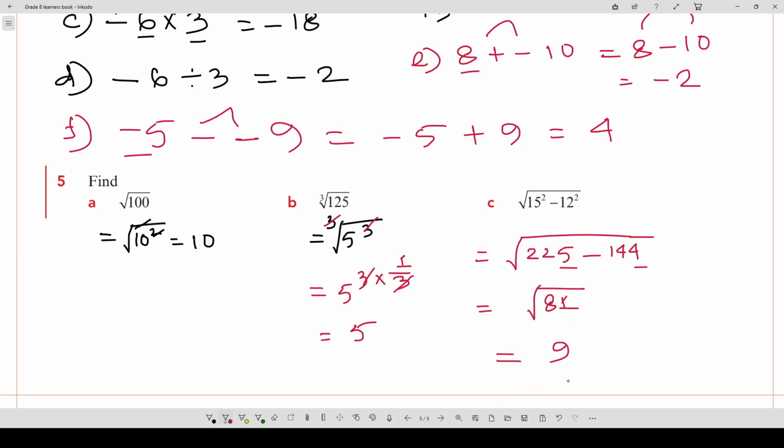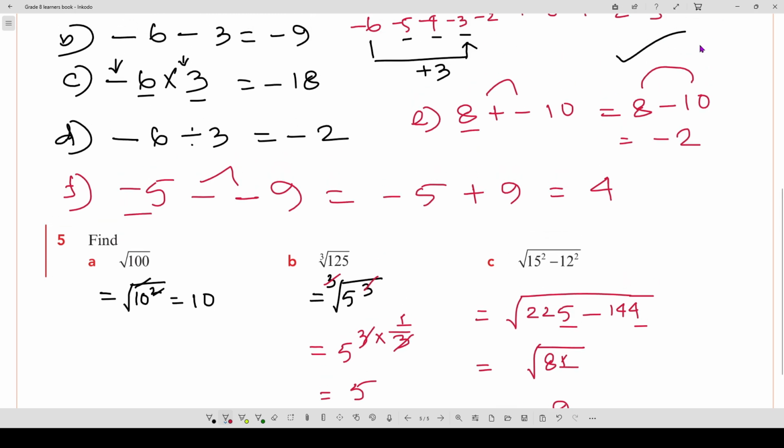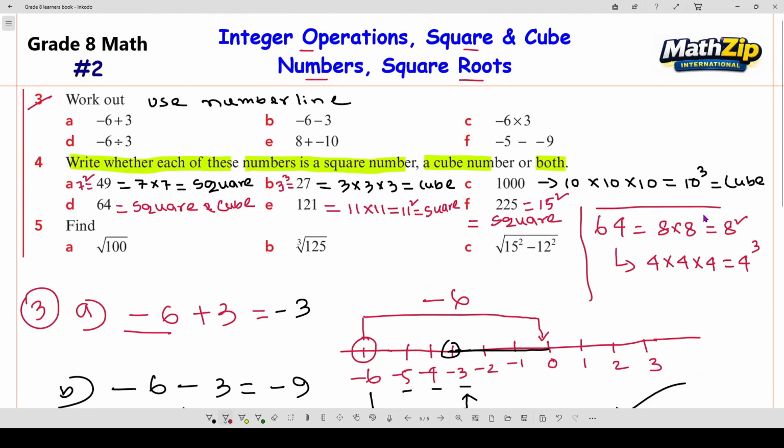Okay, so very simple. In this video we are trying to solve three maths topics based on operations, square and cube numbers, and square root. Next video we will discuss more, which is also very important for any kind of grade, especially 6 to 8. No more today.